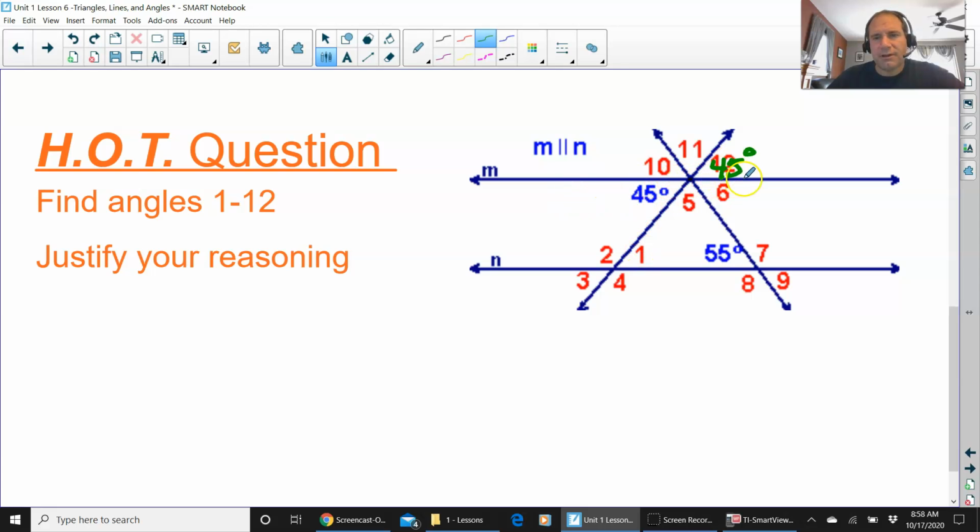You see these parallel lines? Look at the parallel lines. Alternate interior angles are equal. Here's 45. 3 and 1, and this angle here, 1, 45 degrees.